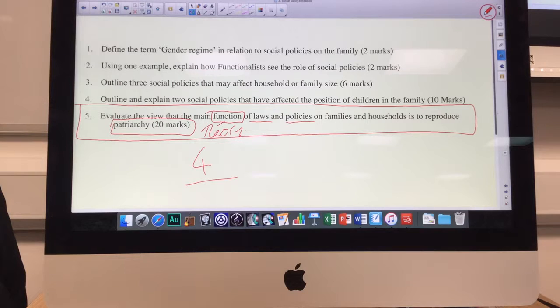Maximum all 6. Minimum 4. In reality, I know what the pressure's going to be like for you on exam day. At least 4 would get you around 15 out of 20 if you did it well. And that will get you at least 15 out of 20.